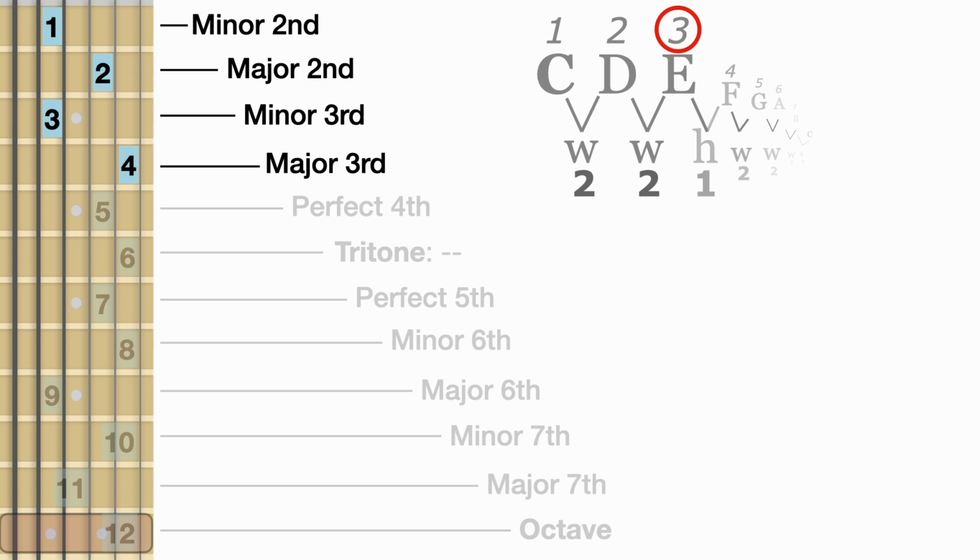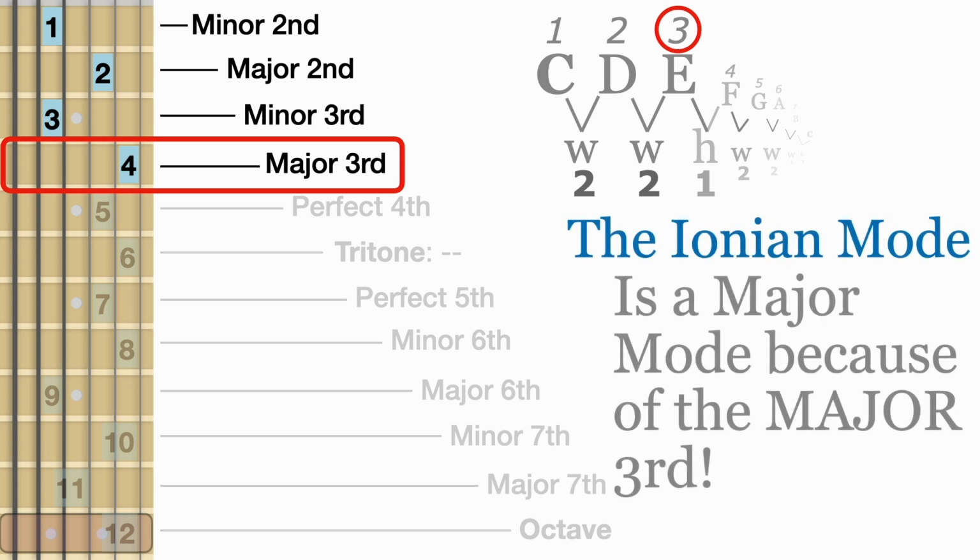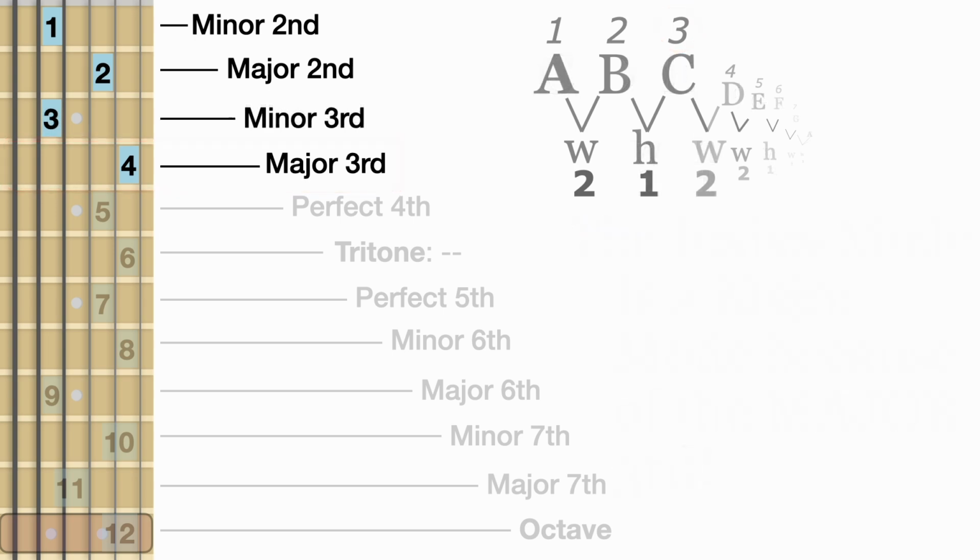We're focused on the third. So when we go from C to D, we have a whole step, which is 2 frets. And when we go from D to E, it's another whole step, or 2 frets. Meaning we've moved up 4 frets, and we know that 4 frets is a major third. And so therefore, the Ionian mode is a major mode because of the major third. Okay? It's that simple. If there are 4 frets between the first degree and the third degree, it's major.